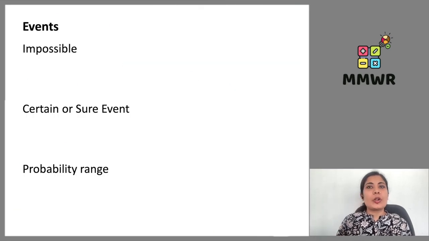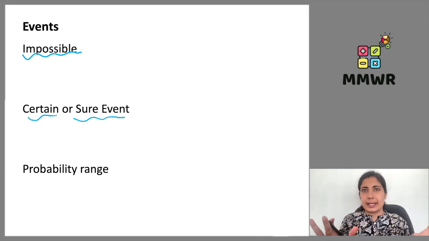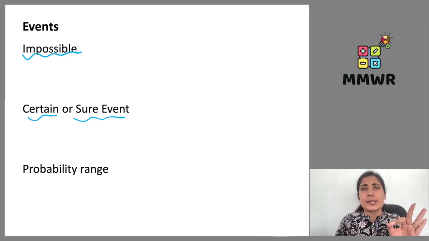Let's move to the next topic, in which we have to discuss the impossible event and the certain or sure event, where we know that it will definitely happen. Like we are 100% sure. So the probability is going to be 100% in that case, of course. Impossible event will be 0%.